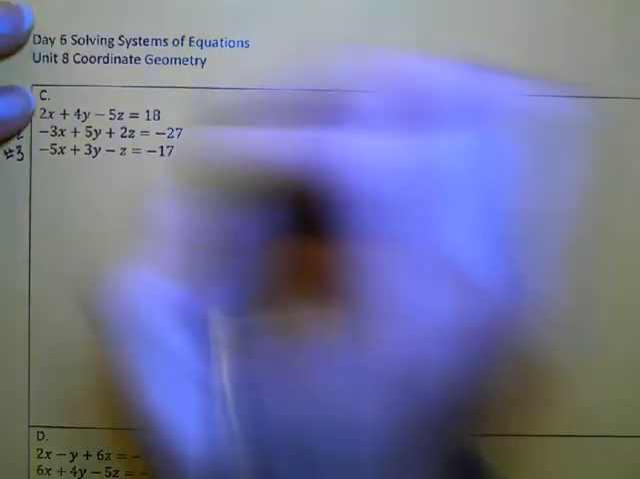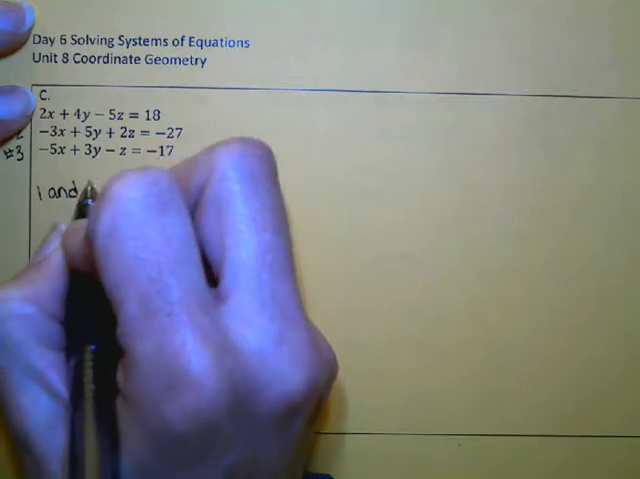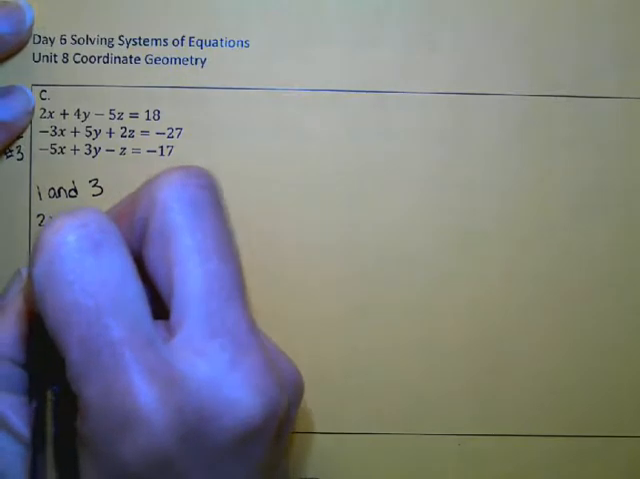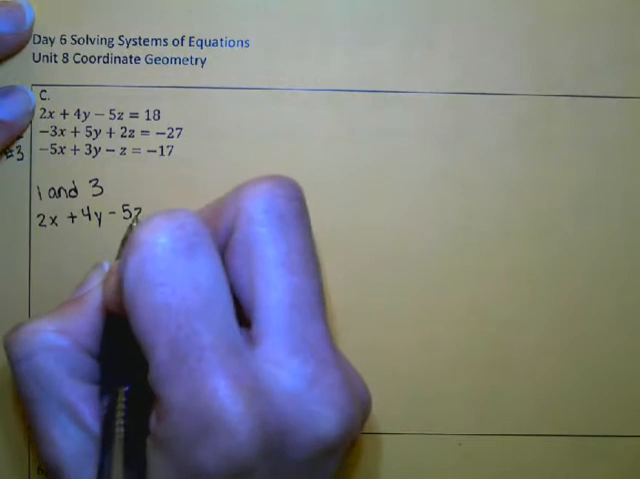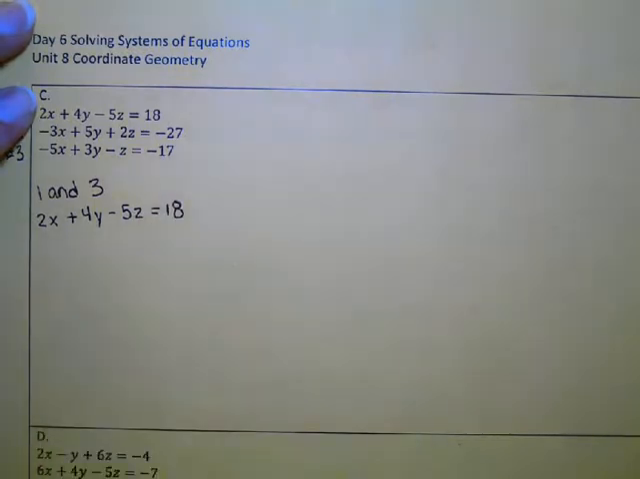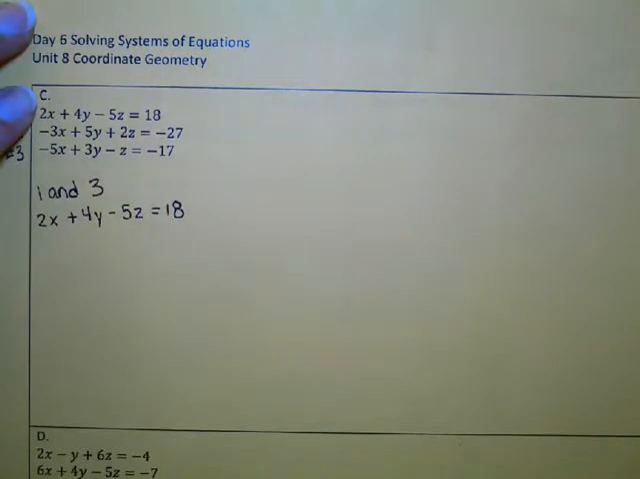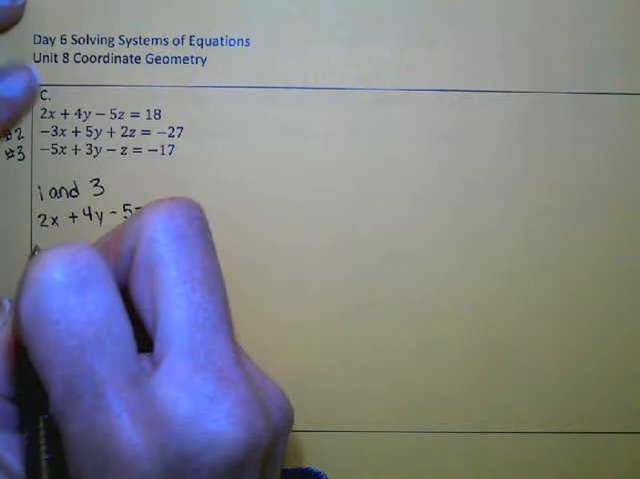So let's say I take number 1 and number 3. To start with, you just need to decide what letter you want to eliminate, or what letter you want to get by itself. Maybe getting Z by itself down here is the easiest, and then you can substitute that into your other two problems. That's an idea. I'm just going to write down the first and the third one together.